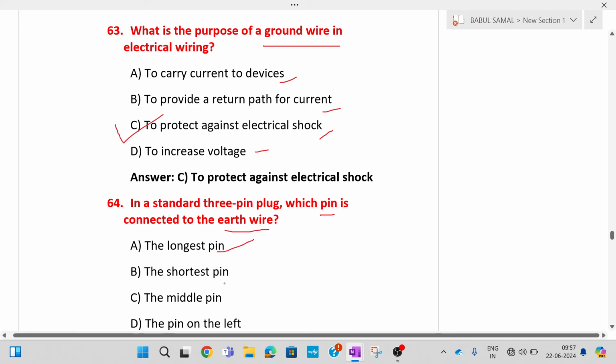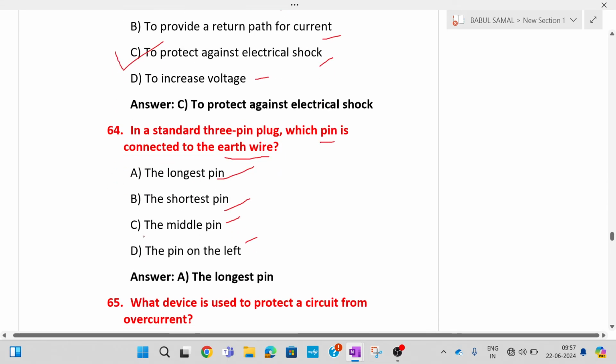The longest pin, shortest pin, middle pin, and the pin on the left. Remember, the longest pin is connected to the earth wire. So never forget, in a 3-pin plug, the longest pin is used for connecting the earth wire.